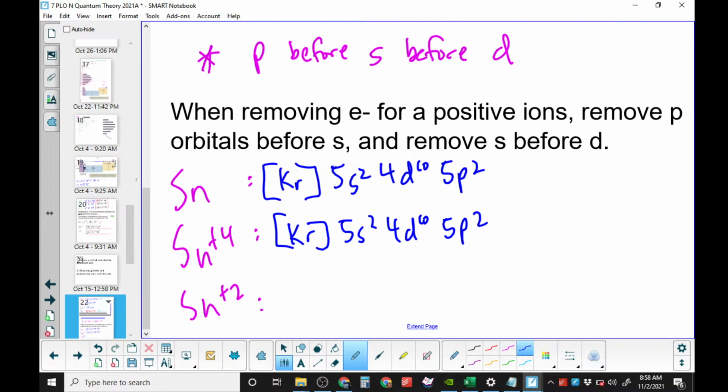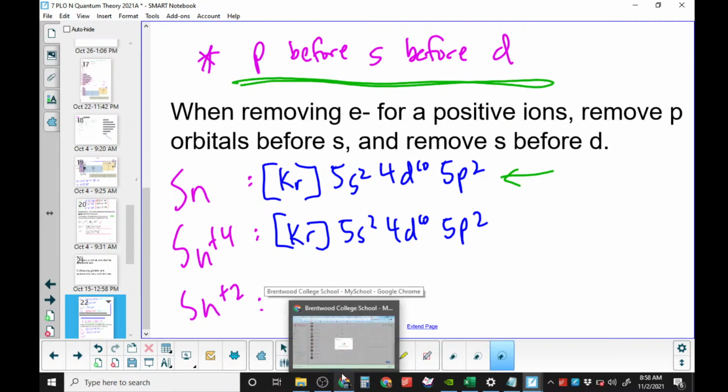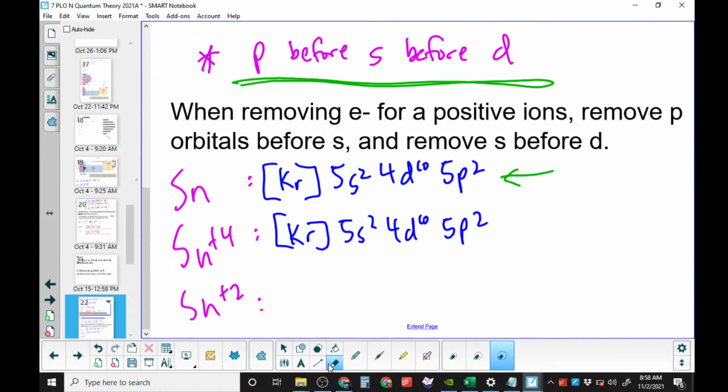Okay, for 4 plus, Jaden. That is for normal tin. That's that one. But if we were going to have 4 plus, using this rule, what would you remove first? Yeah. How many are in p? 2. So we take out those 2.